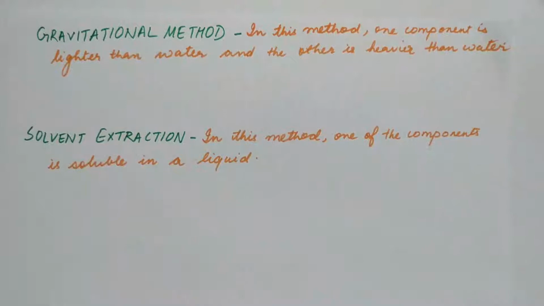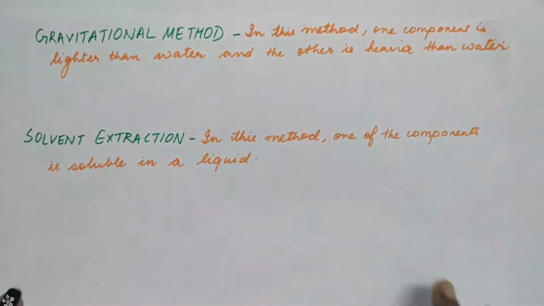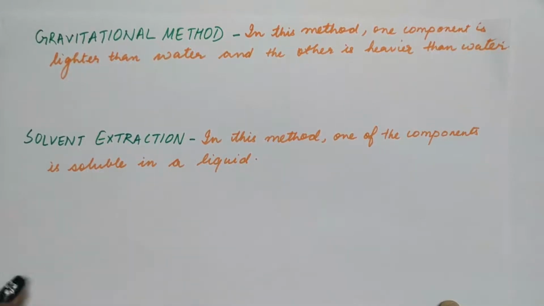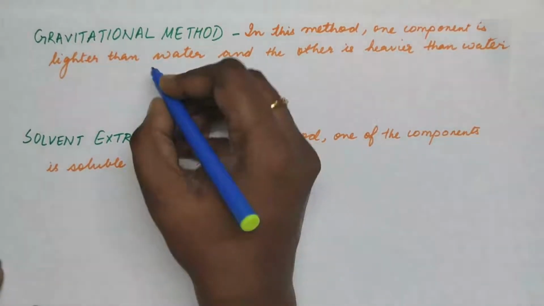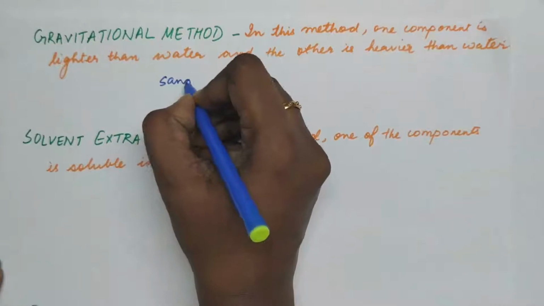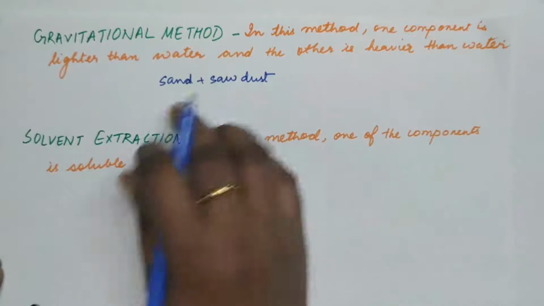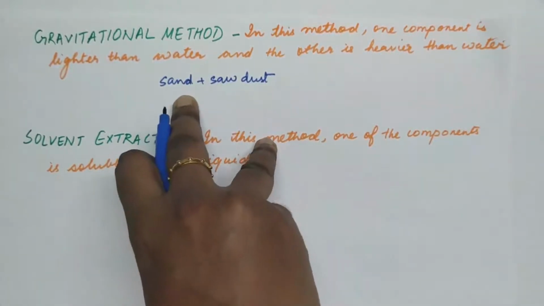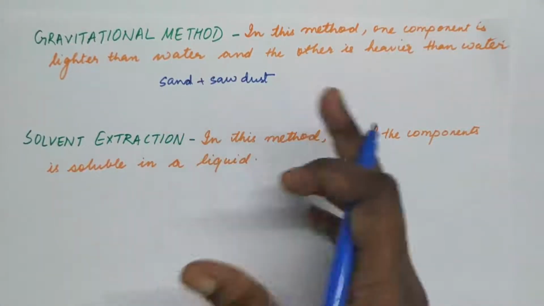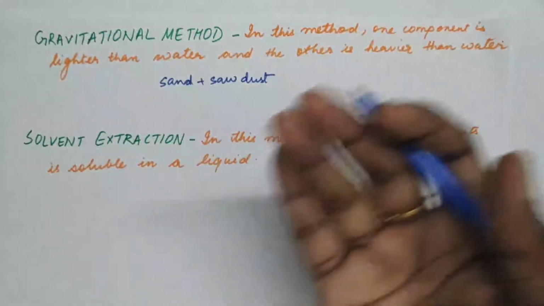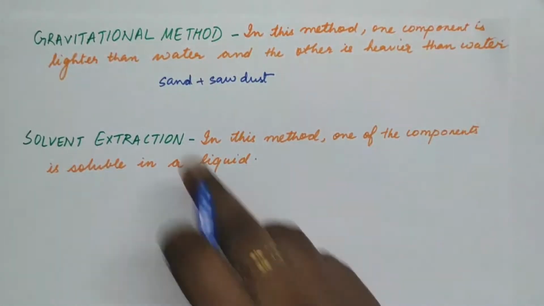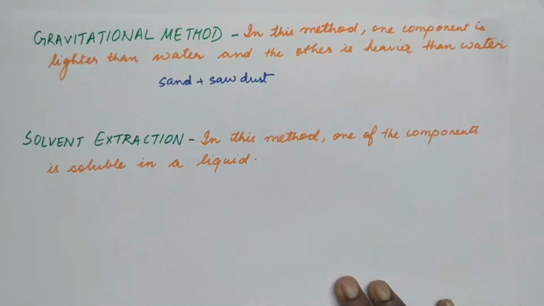Our next method is the gravitational method. In this method, one component is lighter than water and the other is heavier than water. Now we are talking about a solid-solid mixture. Here I'll give you the example of sand and sawdust. Both are solid matter, but the sand is heavier in water and sawdust is light. So the sawdust is going to float on the surface of water. That method is called the gravitational method.